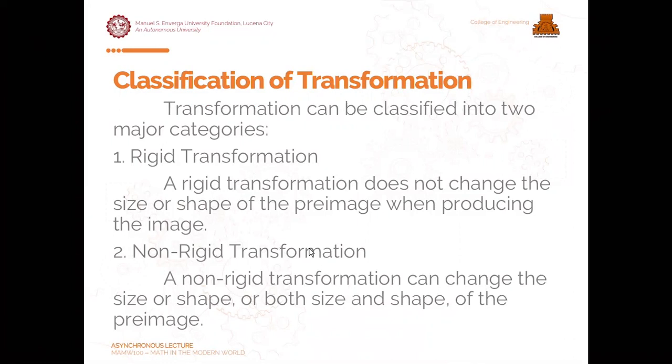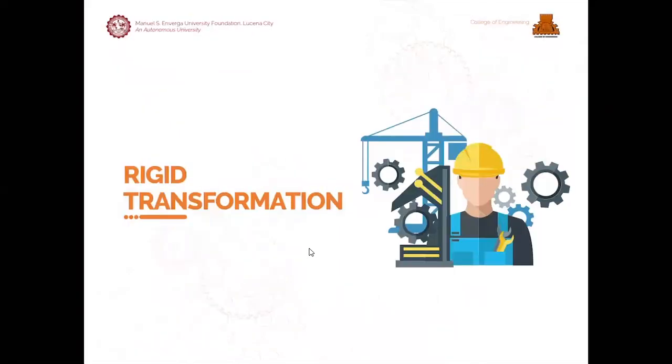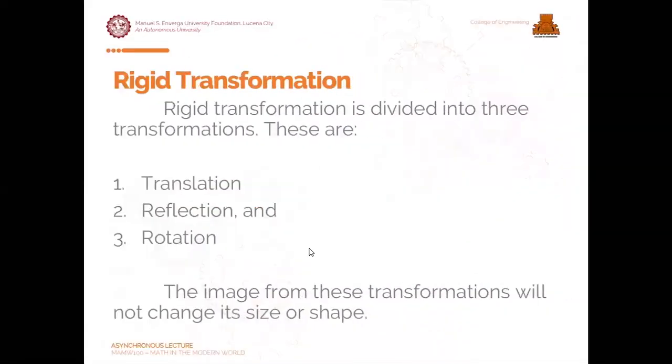So within this classification, with the rigid and non-rigid transformation, there are several transformation involved. Naka-categorize lang siya as rigid and non-rigid. So let us first start with the rigid transformations. Okay? So rigid transformation is divided into three transformations. So these are translation, reflection, and rotation. Okay? So the image from this transformation, again, will not change its size or shape. So i-retain lang niya yung size and shape niya and position lang niya yung magbabago. Okay?